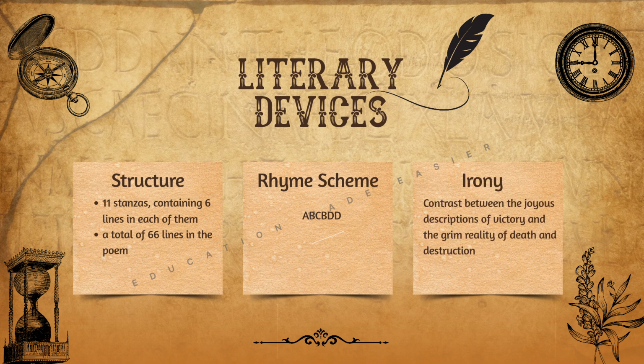The central device, which highlights the contrast between the joyous descriptions of victory and the grim reality of death and destruction, is shown in the poem. Kaspar repeatedly calls it a famous victory. This is the biggest irony of the poem.